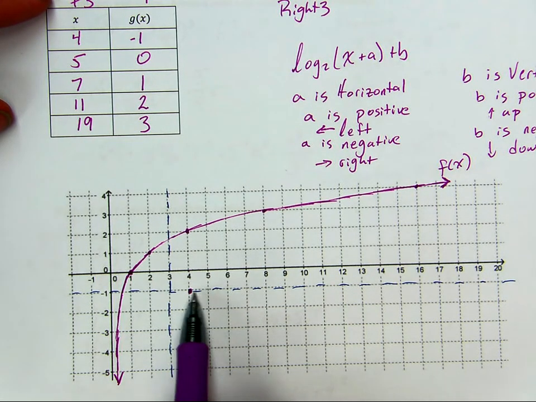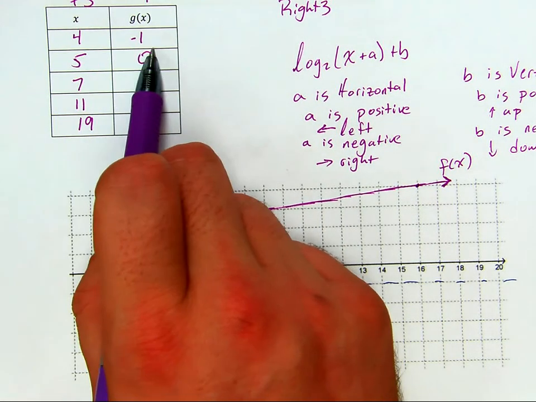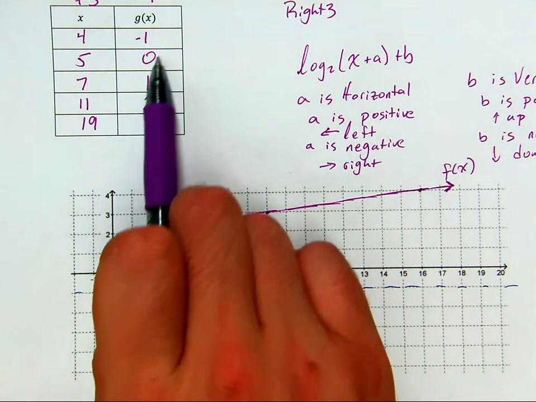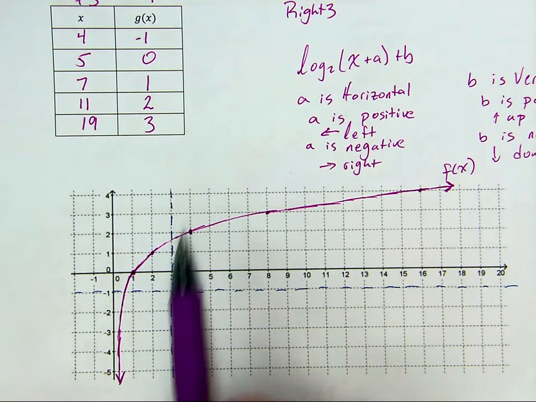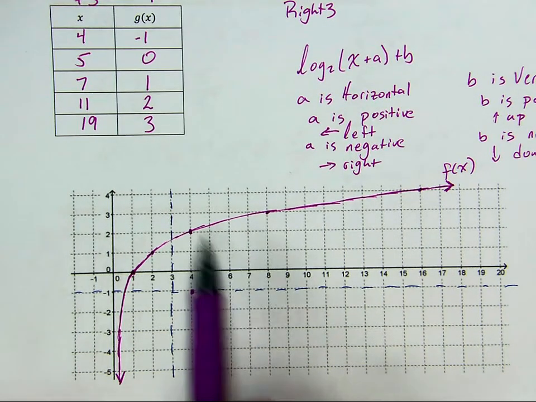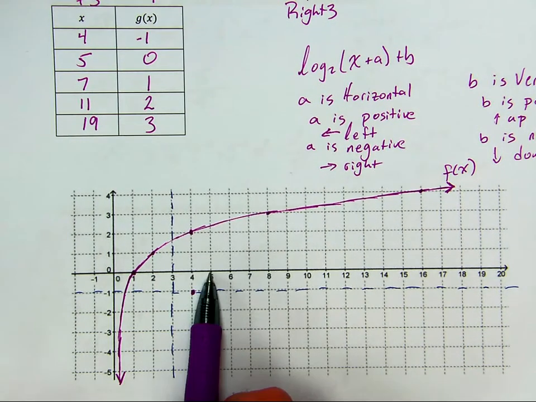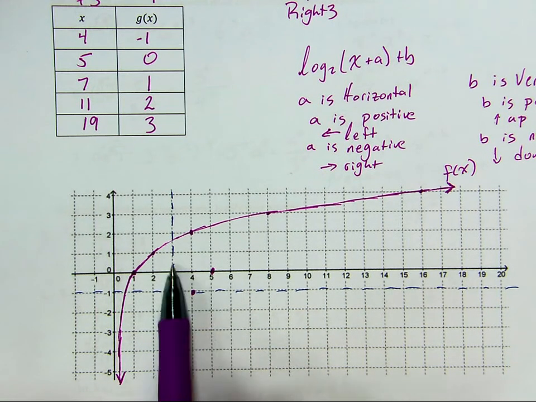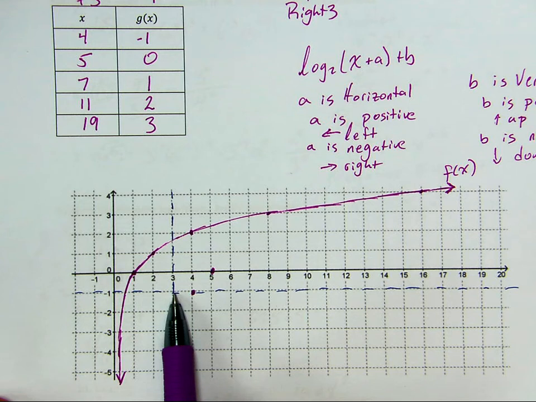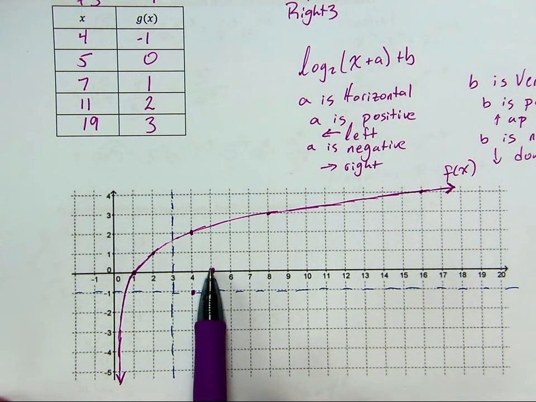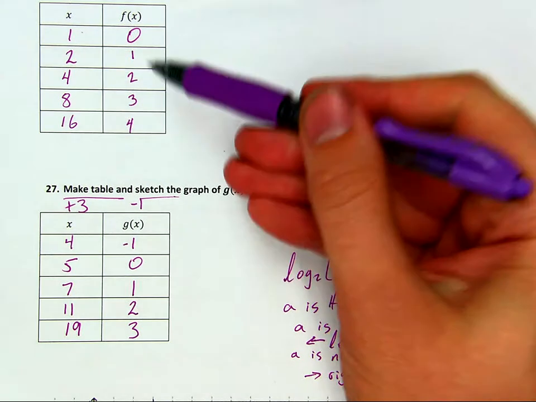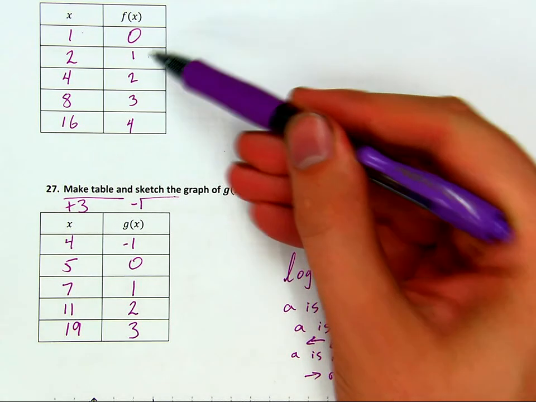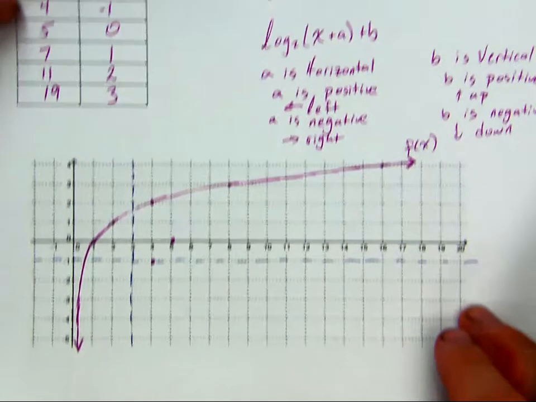Now what we want to do is take this table and continue plotting using the original axes here. So if we take the point 5, 0, we go over 5, go up 0, there's our next point. Now, on these new axes that we drew, notice that this point is similar to the point 2, 1, which is this point here. So we want to continue plotting these points. Next we have 7, 1, 11, 2, and 19, 3.